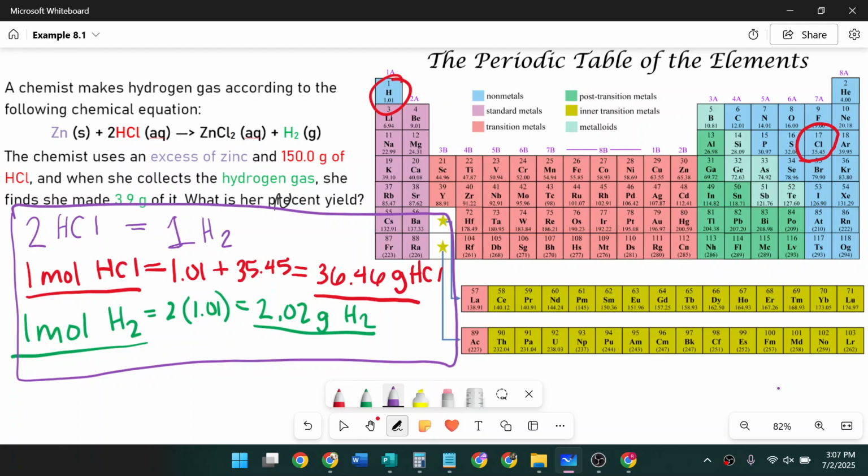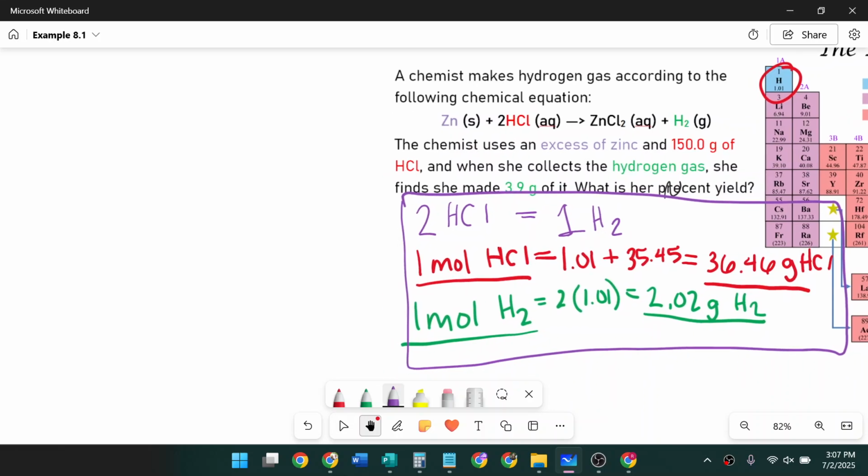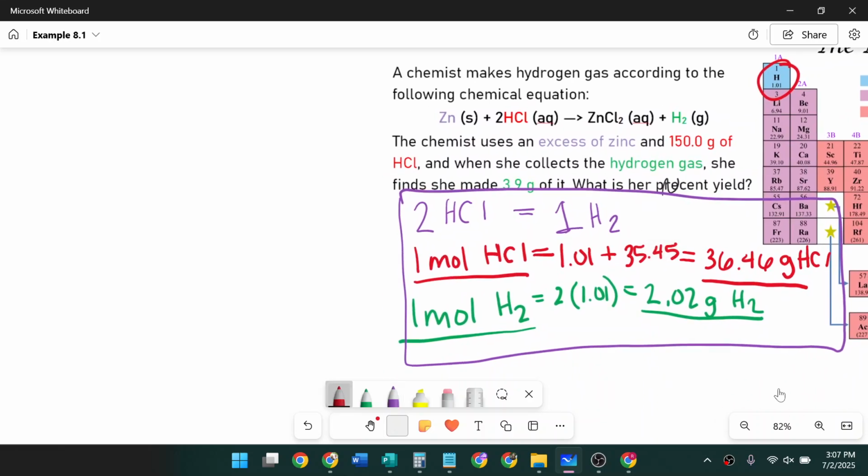Okay, so now that we have that, let's push the periodic table of elements to the side, and let's get to work on this. So we were given that she had 150.0 grams of HCl. We want to turn that into moles of HCl because moles is what the problem is working in. To do that, we need our conversion relationship that we found.